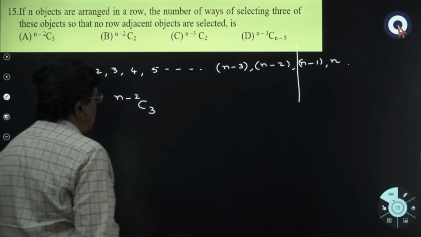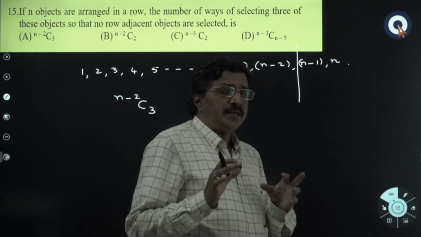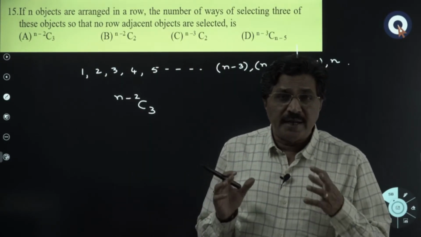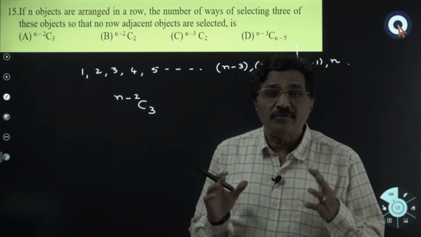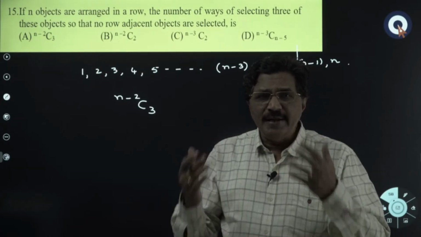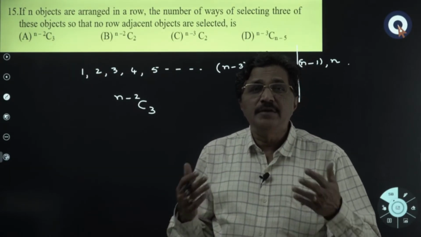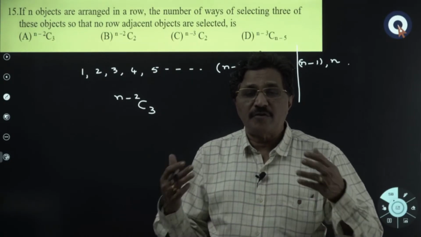Now when you select any 3 from the remaining n minus 2, that can be done in n minus 2 C 3 ways. Imagine adding 2 to the highest number, 1 to the next highest number, and leave the least. The resulting selections are the required selections.